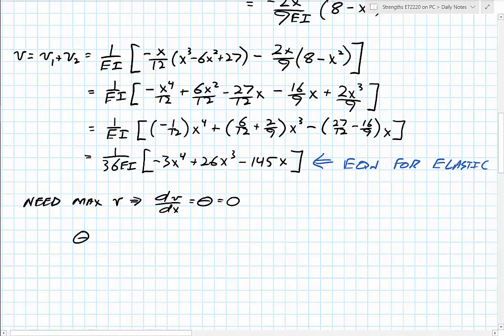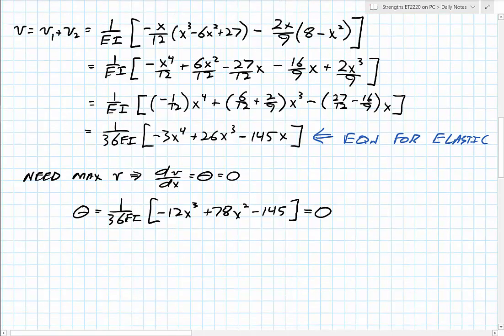So let's start by taking the derivative of this nonsense. The 1 over 36 EI is a constant. And then I end up with this: minus 12x cubed plus 78x squared minus 145. Just taking the derivative of this whole thing there. Awful, awful. And once I have the derivative, I can set it equal to 0 and solve for x. It's a little ugly. I just put it in my calculator, and I got x is equal to 1.5647, carrying a lot of digits, meters.